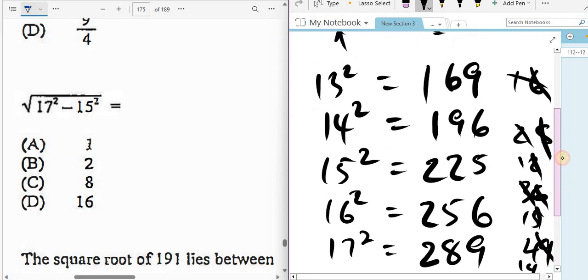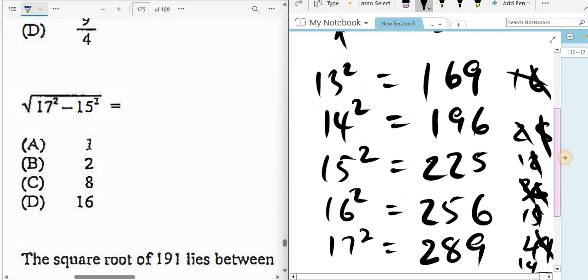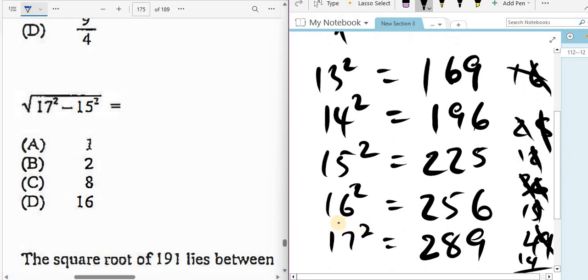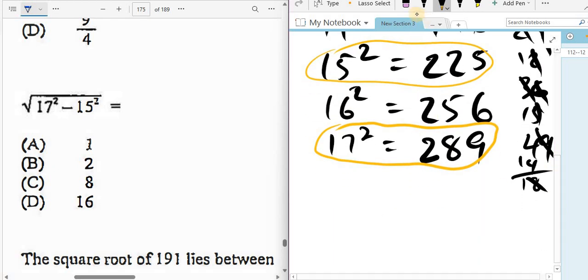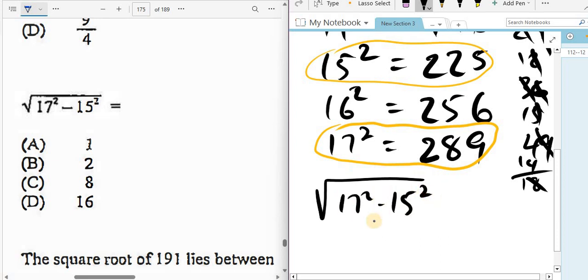Let me answer this question. It says 17 squared. So we know we have 17 squared already, isn't it? You're not going to go in the exam and do all of these. That's what they require. 17 squared minus 15 squared. Alright? So let's work on that. So we know the square root of 17 squared minus 15 squared. 17 squared is what? 289. I know to get that quickly, right?